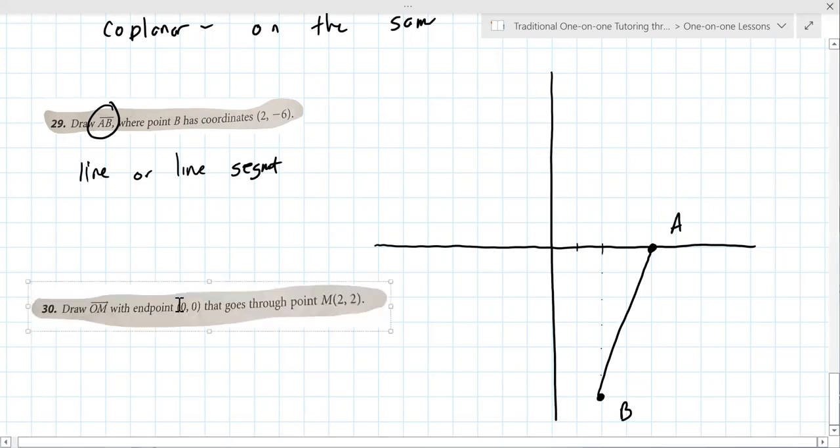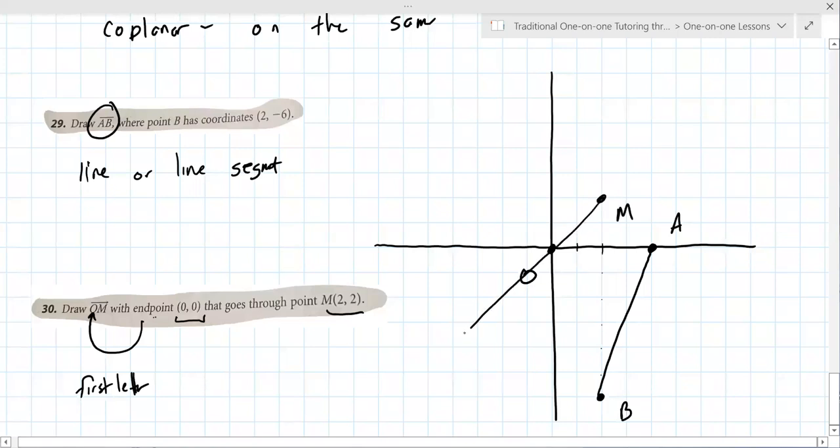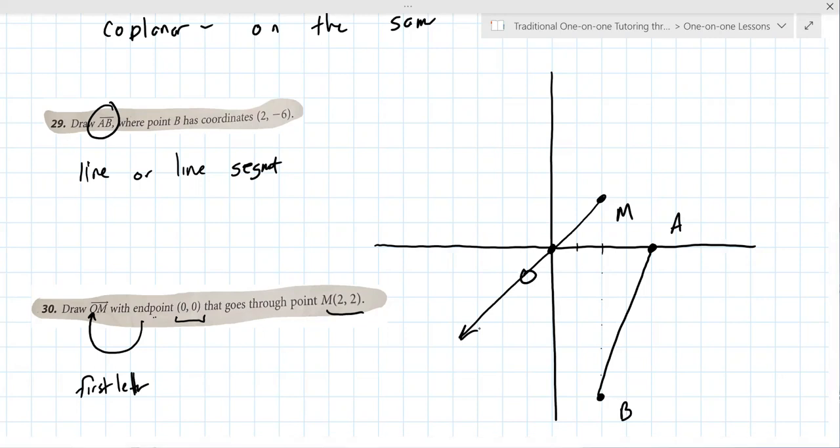Okay, 30 says draw ray OM with endpoint 0, 0. So that's saying that the endpoint is the first letter. It's the first letter of the first point. So there's your O at 0, 0, but it goes through the point 2, 2. So here's the point 2, 2. That's M. So is this correct? Yes.